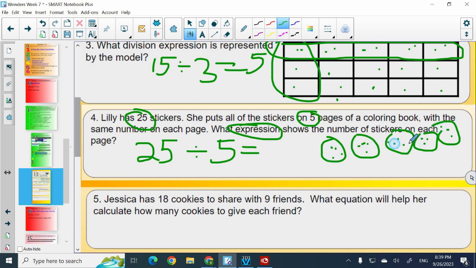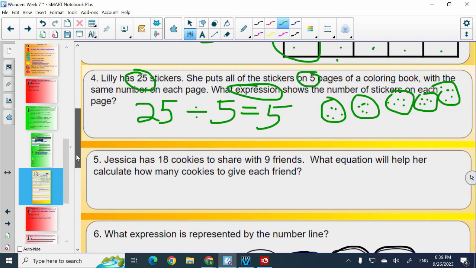Okay, which would look like this. And then you would know that 25 divided by 5 is 5. But you could have counted 5, 10, 15, 20, 25 and had 5 fingers up. All right, let's scroll down a little bit further.